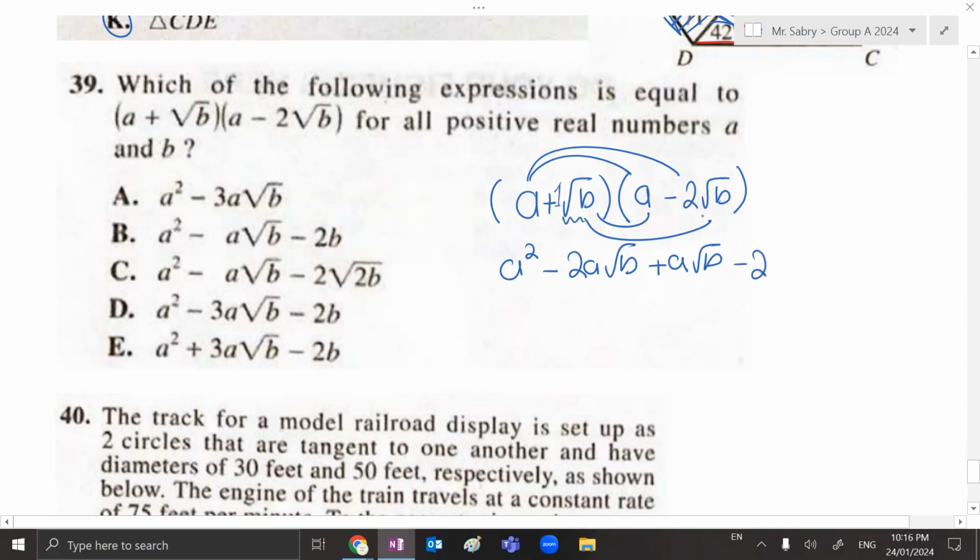Now for the root b times root b, root times root, if they have the same exact number inside, it becomes just b. The roots cancel each other, only if they have the same number inside the root. So now when you notice carefully, you'll see there are two like terms, which is this a root b and that a root b as well. So I'll leave the a squared as it is, but then -2 plus 1, that's -1 a root b, minus 2b. Look at the choices and it's b.